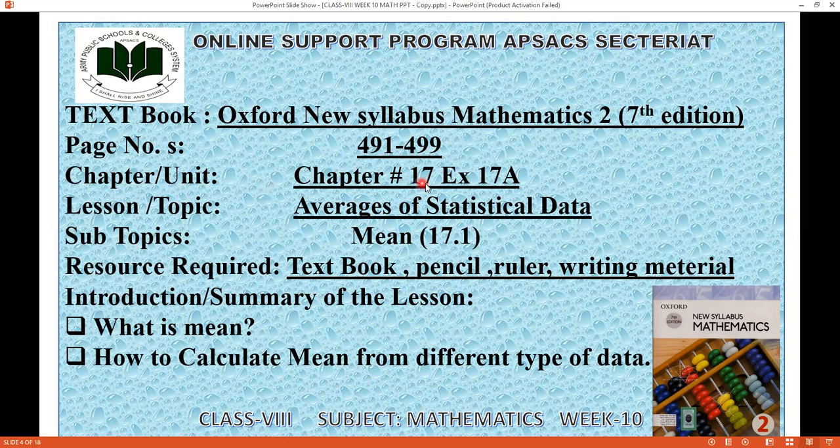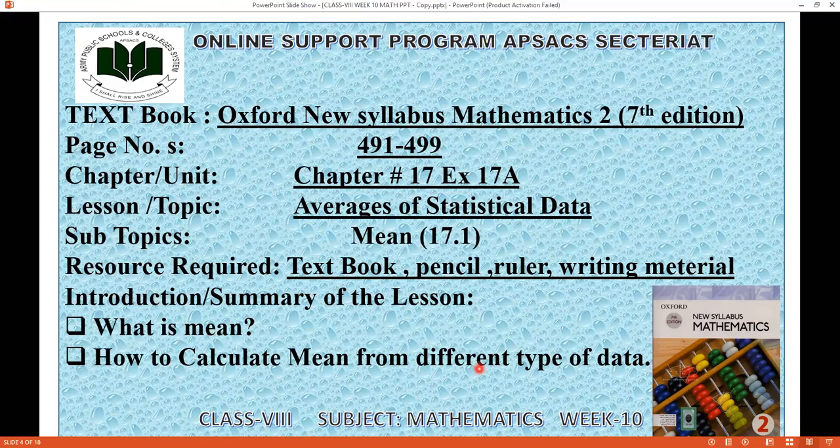Unit name is chapter number 17, exercise 17A, and the main topic is average of statistical data, and the subtopic is mean. Resources required: textbook, pencil, ruler, writing material. The summary of the lesson is what is mean and how to calculate the mean from the different types of data and how you will calculate the mean from the diagrams.